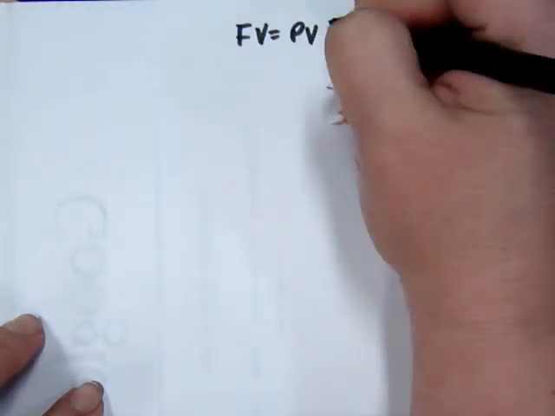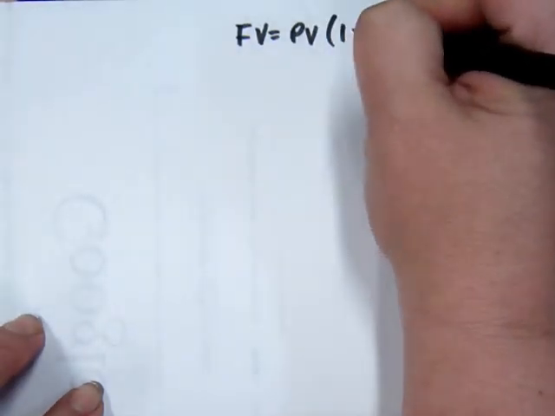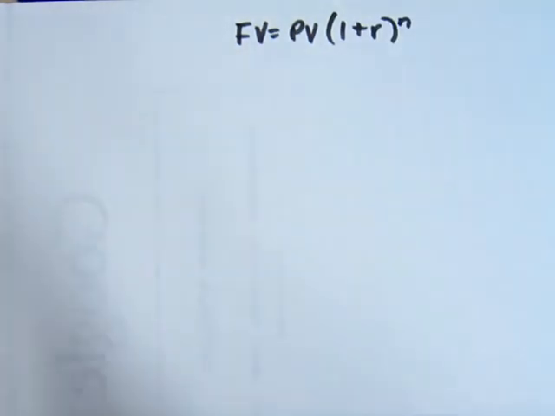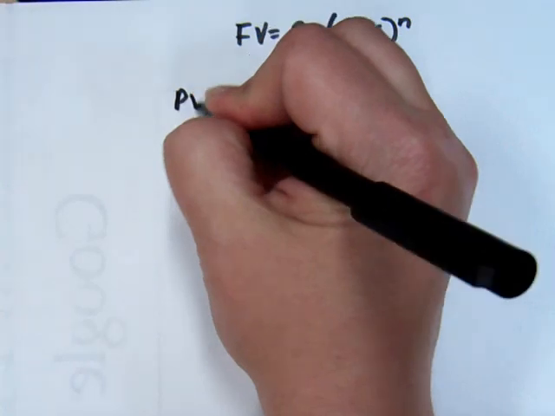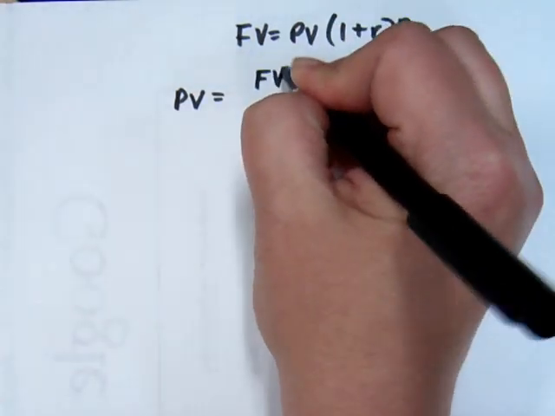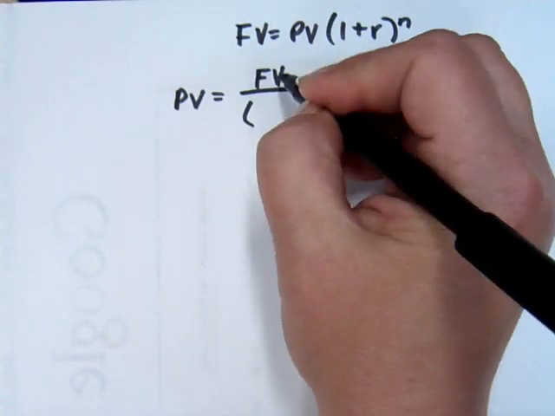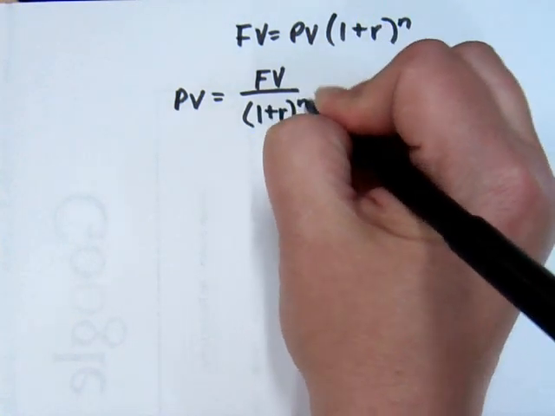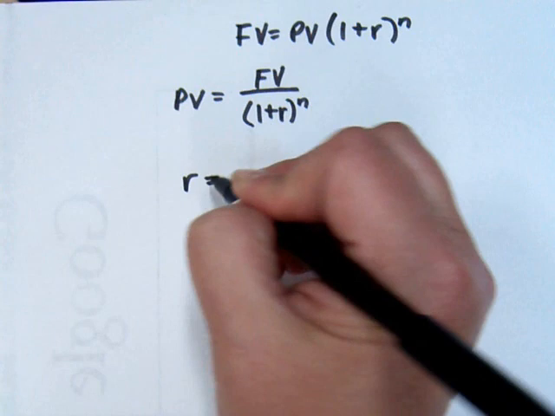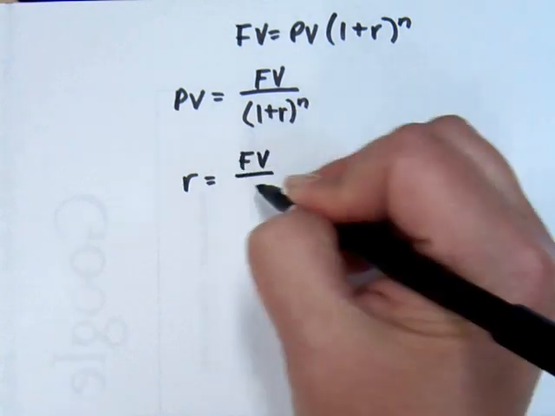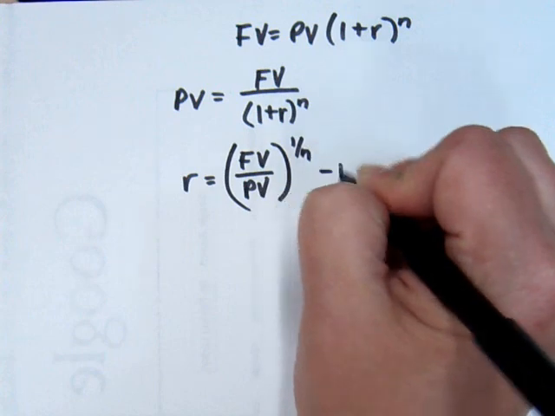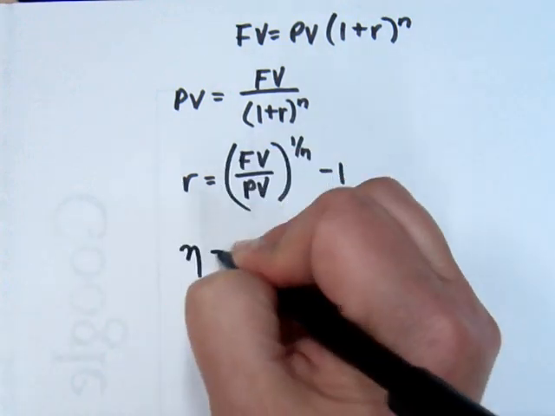Future value equals present value times 1 plus R raised to the nth. We can derive the following formulas, which are all important to your understanding of the material and to your completion of all the problems. But they all stem from one main formula.